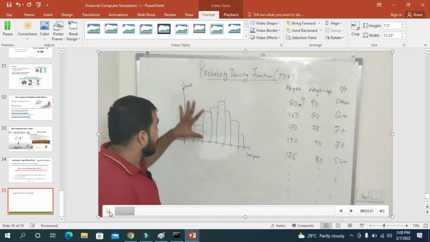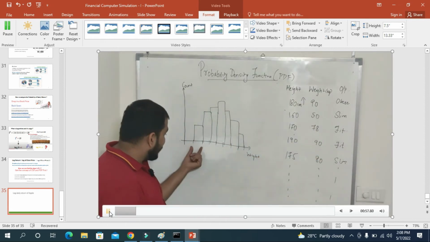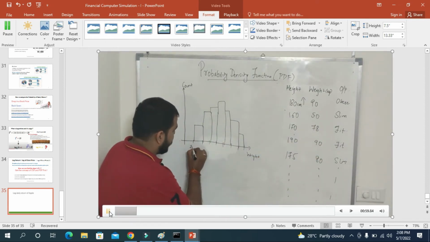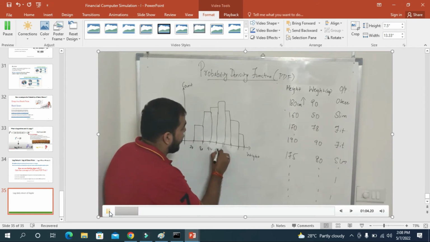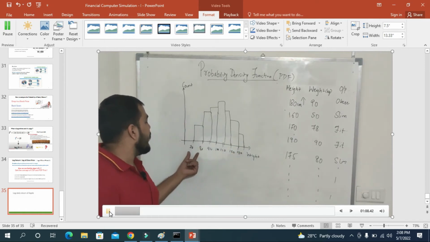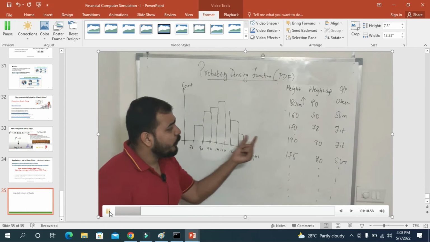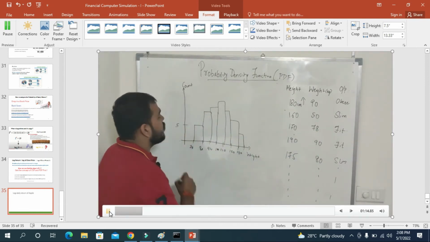Now the histogram's y-axis says how many points are present within this range. Suppose this is between 70 to 80 weight, then 90, 100, 110, 120, 130. So here you can see that between 70 to 80 weight, there are 5 values that are present.